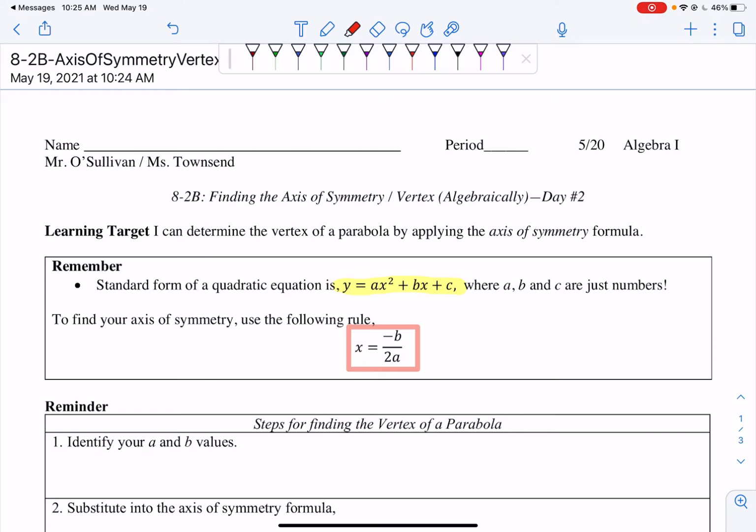Not naming names, but a specific student, if you're watching this Edpuzzle, you know who you are, did not write x equals on their Delta Math, and it was marked incorrect. So make sure you write x equals. They got the whole question right, but make sure you write x equals.